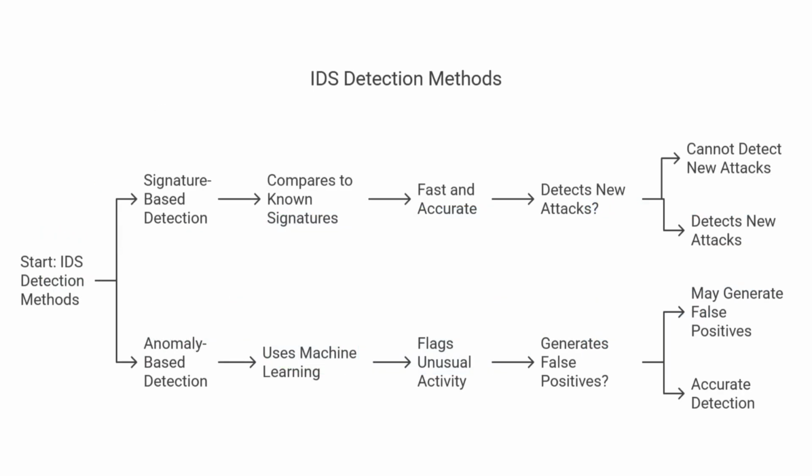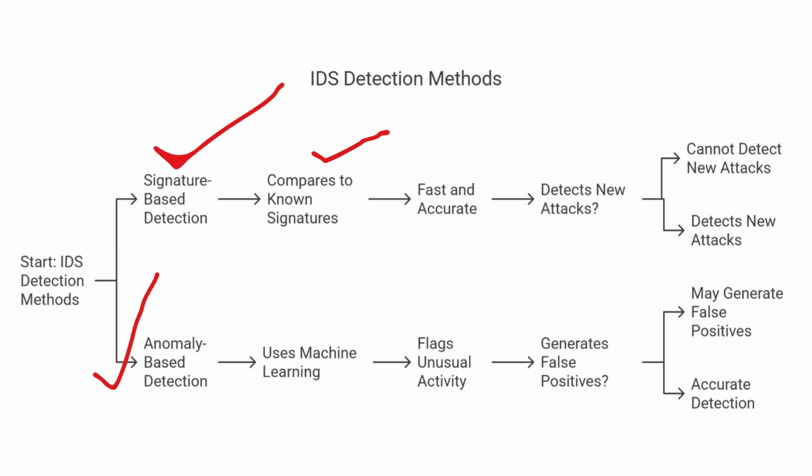Let's now talk about the IDS detection methods. Intrusion detection systems use two main detection methods. 1. Signature-based detection, or knowledge-based IDS. It compares network traffic and system activity against a database of known attack signatures. It works like antivirus software, detecting attacks based on predefined patterns. It is fast and accurate, but cannot detect new, zero-day attacks. 2. Anomaly-based detection, or behavior-based IDS. It uses machine learning and statistical analysis to detect unusual activity.